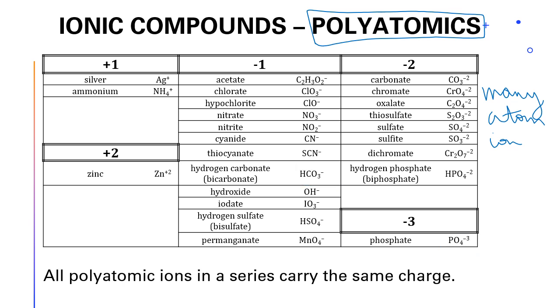Within a series, I'll have the same charge, such as nitrate and nitrite are both -1, or sulfate and sulfite are both -2. So that'll help you when you're trying to memorize them and see them. All right, let's name that second ion in the ionic compound.